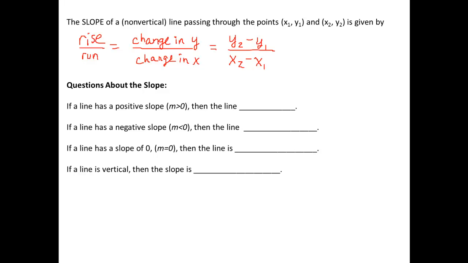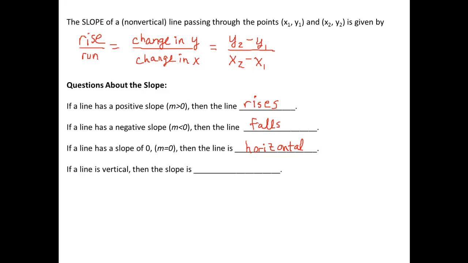Positive slope means that our line rises, our function is increasing as we move from left to right. Negative slope means that our line is falling or decreasing from left to right. And slope 0 means that y isn't changing. That means we have a horizontal line.